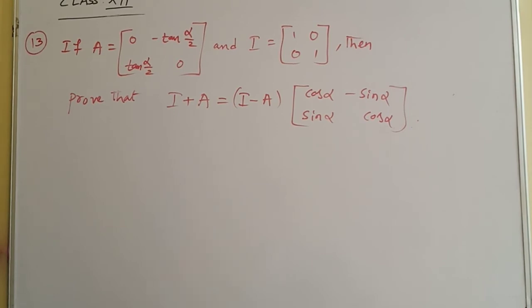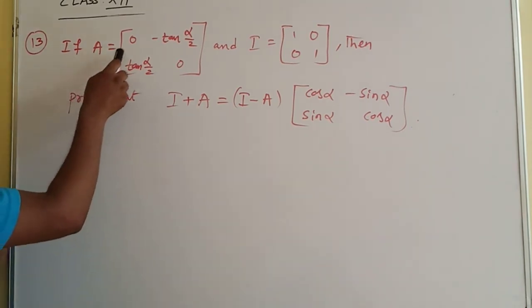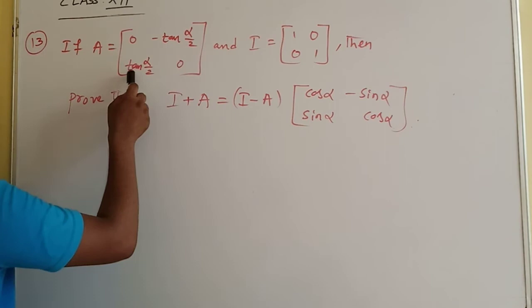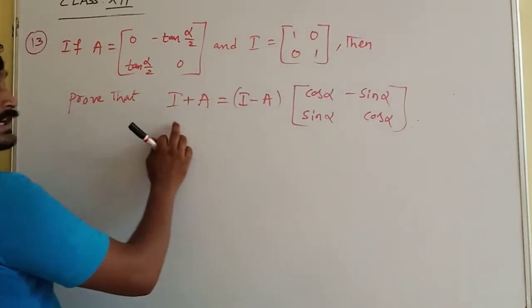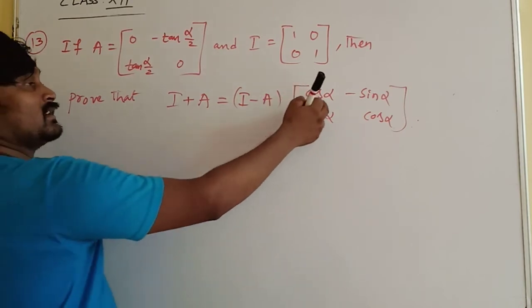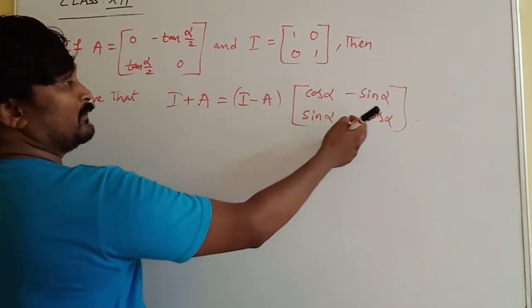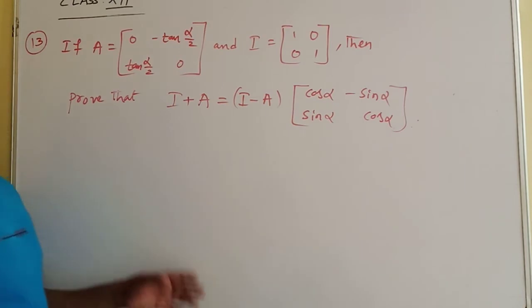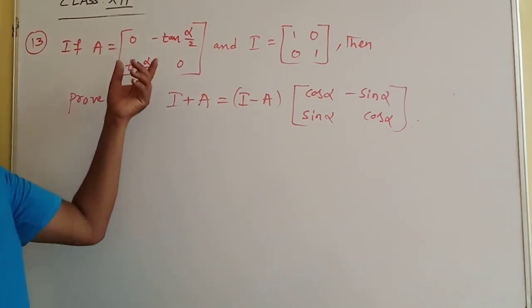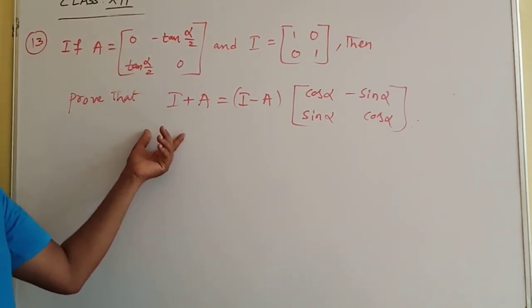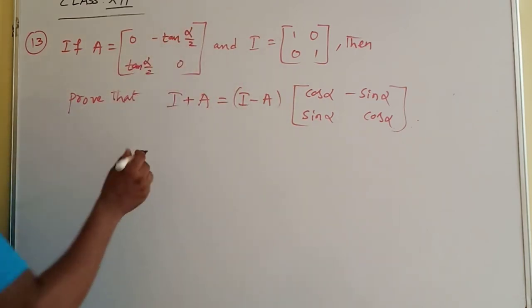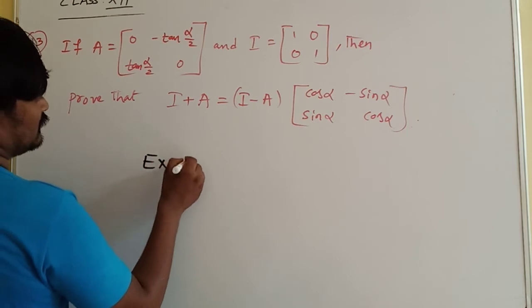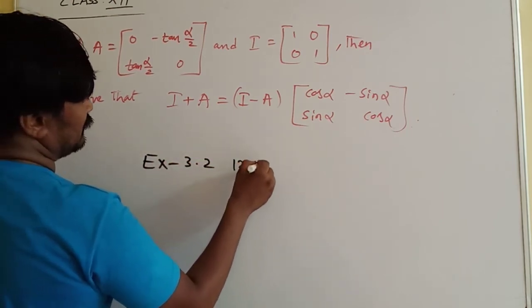Alright, this is your 13th question. If a is equal to the matrix 0, minus tan alpha upon 2, tan alpha upon 2, 0, and I is equal to 1 0 0 1, then prove that I plus a is equal to I minus a times the matrix cos alpha, minus sin alpha, sin alpha, cos alpha. This question as it is we got, but instead of alpha we got x in exercise number 3.2, 12th problem.